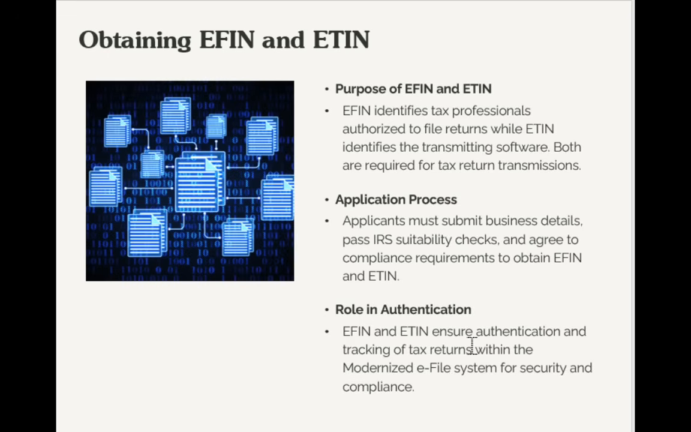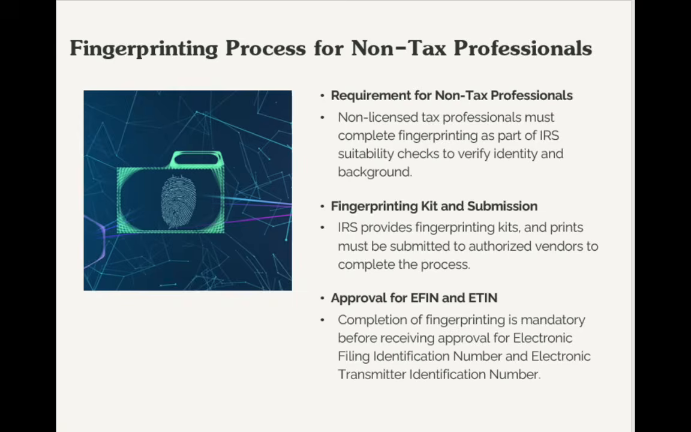These are the required numbers that you must have. Without those, you cannot access the IRS MeF system, and the IRS basically provides those two numbers once you are approved. If you are not a tax professional, during the application for getting the e-filer ETIN number, or becoming an IRS e-filer, if you are not a CPA, attorney, or enrolled agent, then the fingerprinting process is also needed. Basically, for all the licensed professionals I just mentioned, there is no fingerprinting requirement.